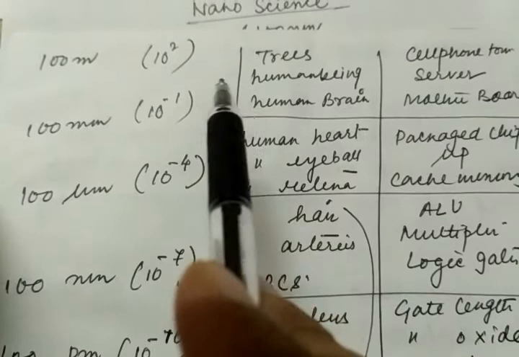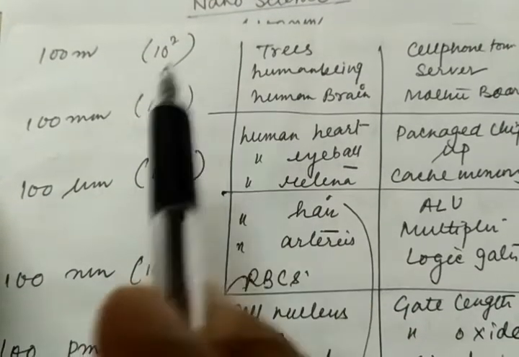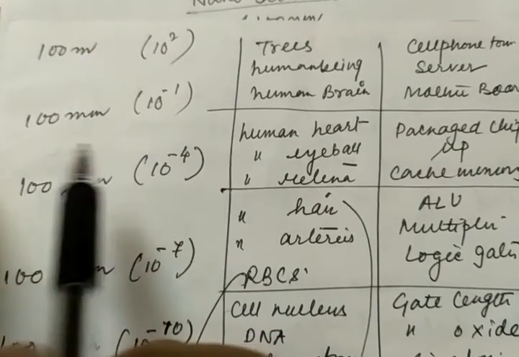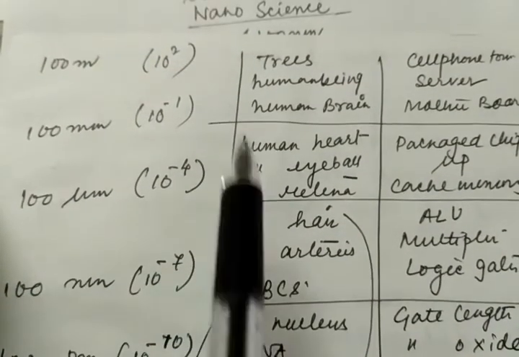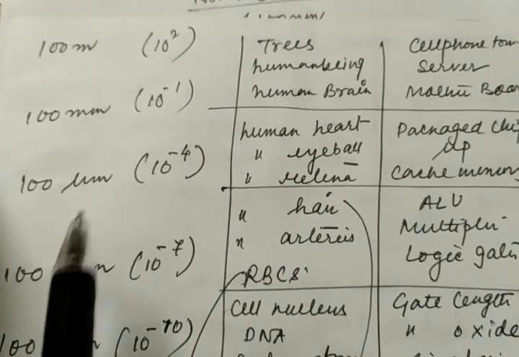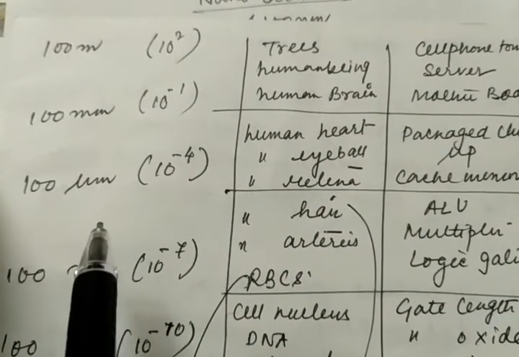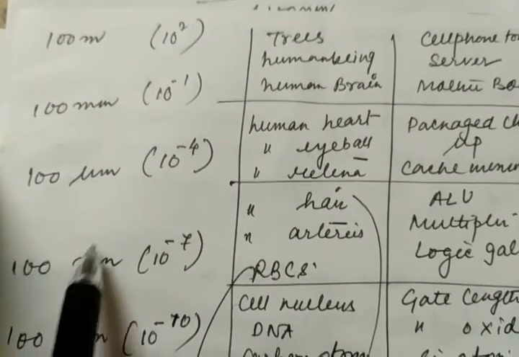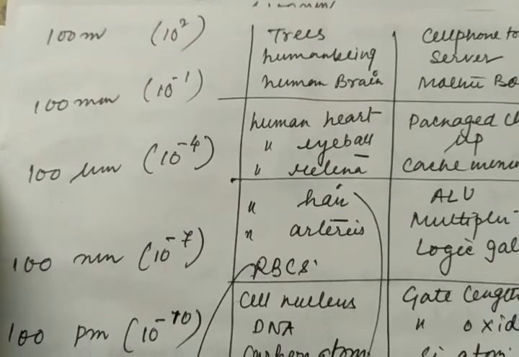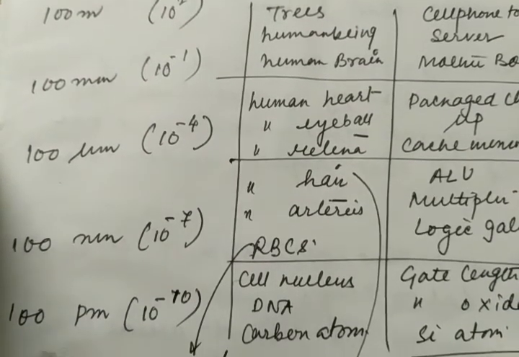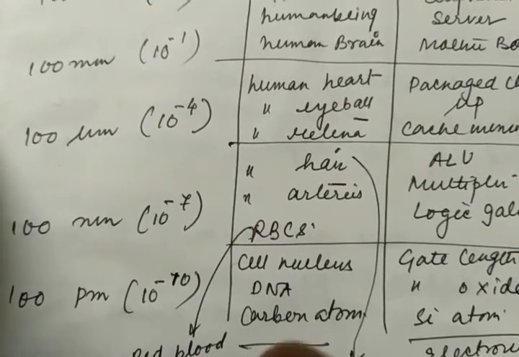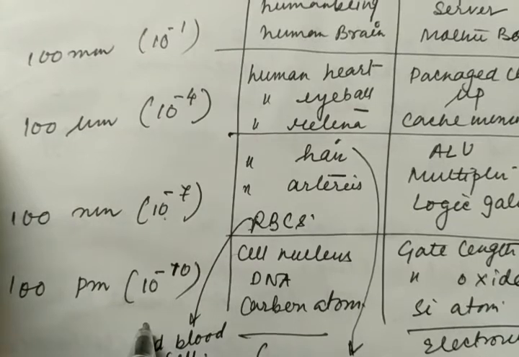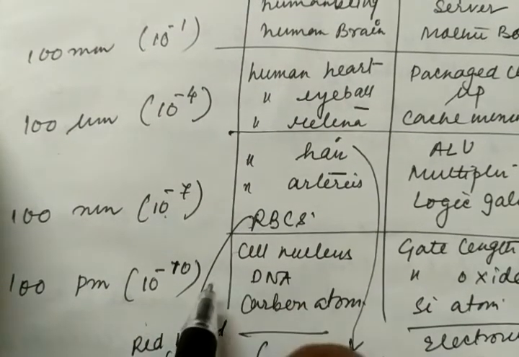And that time we were macro technology. Okay, after that the new technology came, that is meso technology. And what is the scaling? That is 100 millimeter, that is 10 to the power minus 1 meter. Okay, now after that we entered to micro technology, and micro technology means the length is 100 micrometer. Okay, and after that we entered to the nanotechnology, with the scaling of 100 nanometer to 100 picometer, 10 to the power minus 7 to 10 to the power minus 10 meter.